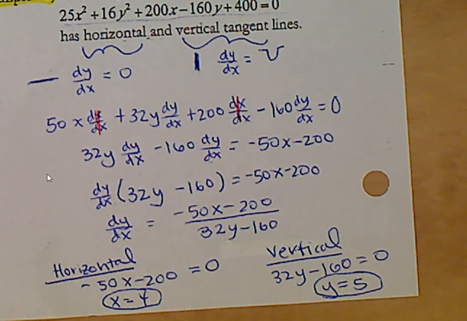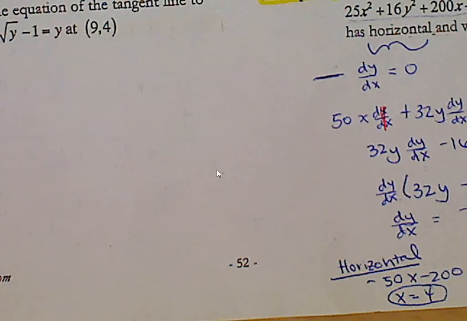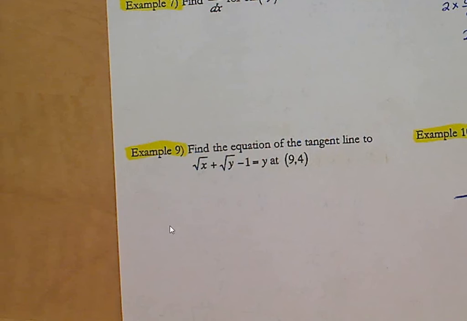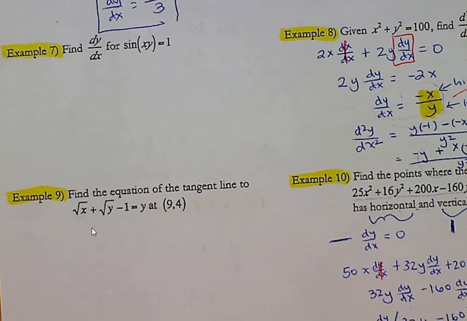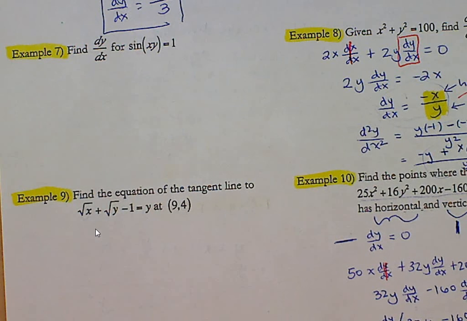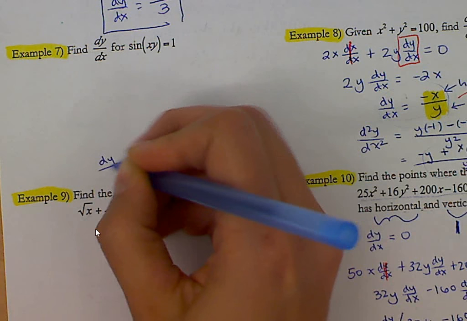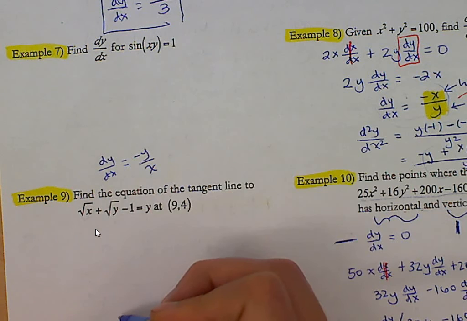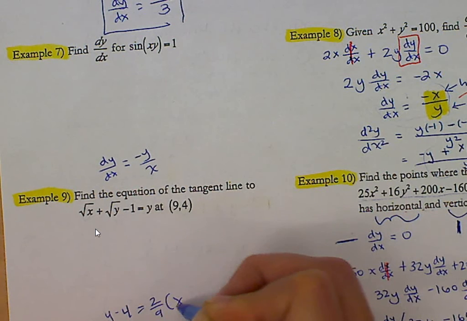I want you to try 7 and 9 on your own. You can come to class tomorrow with any questions that you have. In the end, for 7, you should get dy dx equals negative y over x. And for 9, you should get y minus 4 equals 2/9 x minus 9.